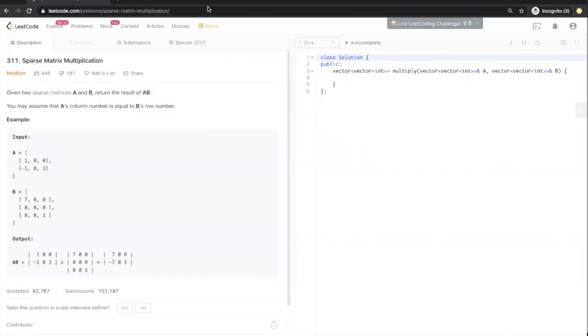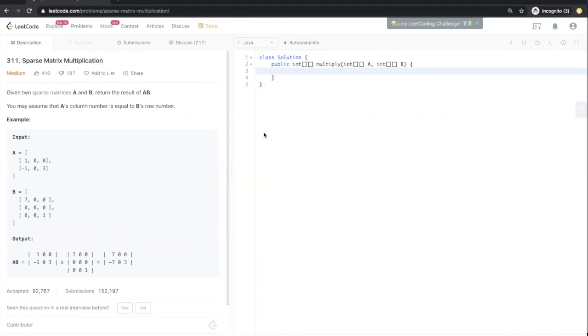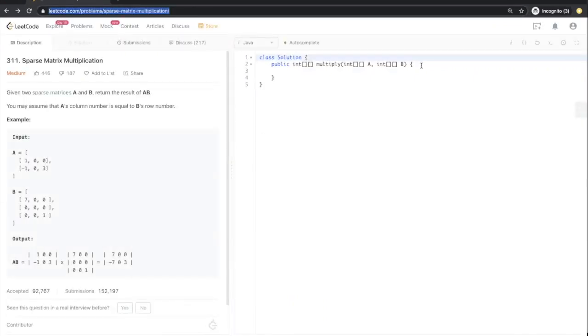All right, guys, why don't we go ahead and solve this problem? So sparse matrix multiplication. I'm just gonna fix a few things. First things first, it's gotta be Java. Let's go ahead and solve this issue. So, whoops. I don't know why I did that. It's interesting. All right, whatever. A little bit of defensive programming, you know.